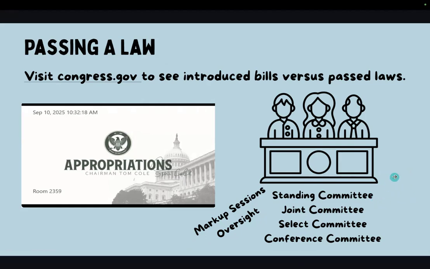And then you have committees that could be temporary or for different purposes, and then you have the ones that are always a committee in every Congress.